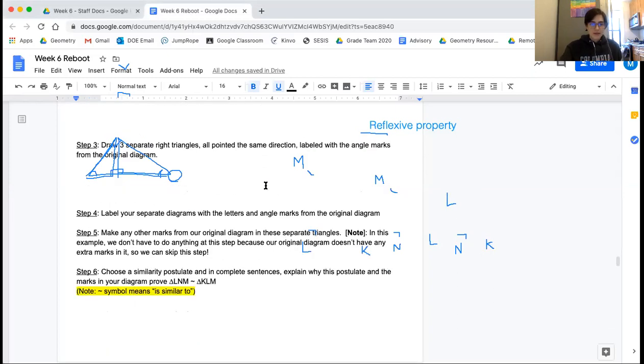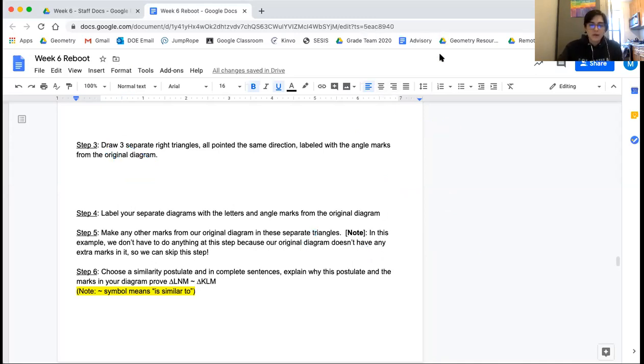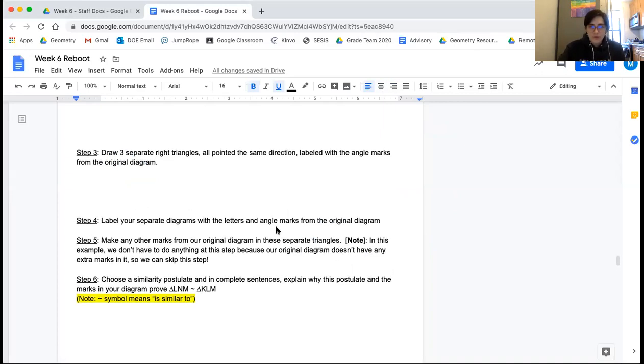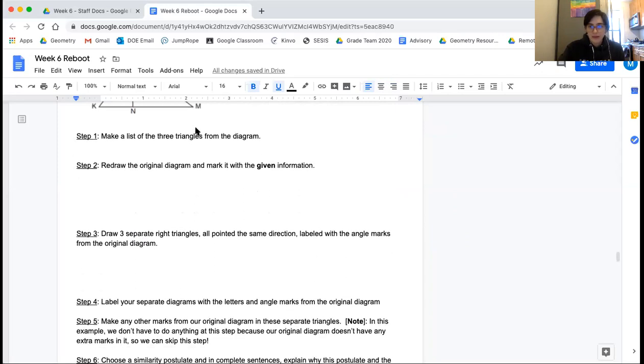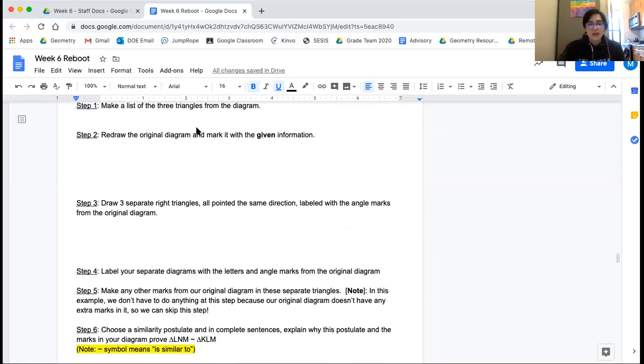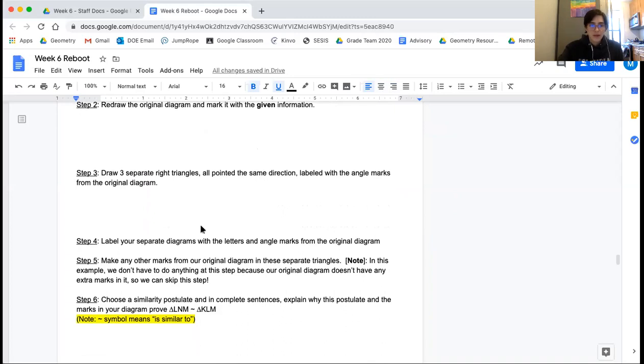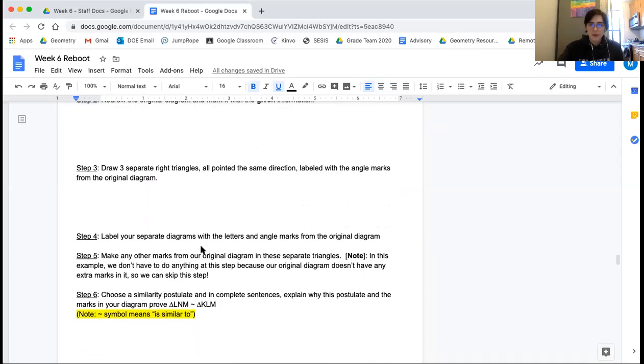Our next step was make any other marks in your diagram. You don't have any of these from your original diagram. We only had those right angles that, again, went missing off mine, but you have them on yours. So there's no other marks we need to make, so we can skip this step for this problem.